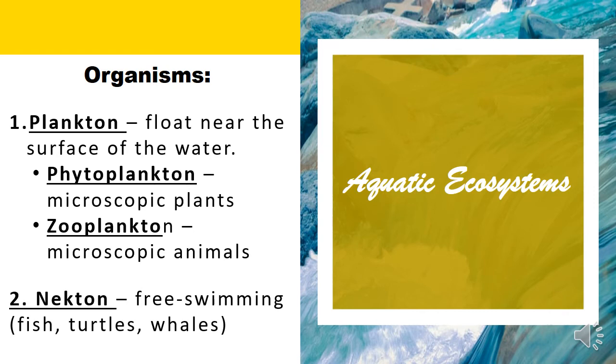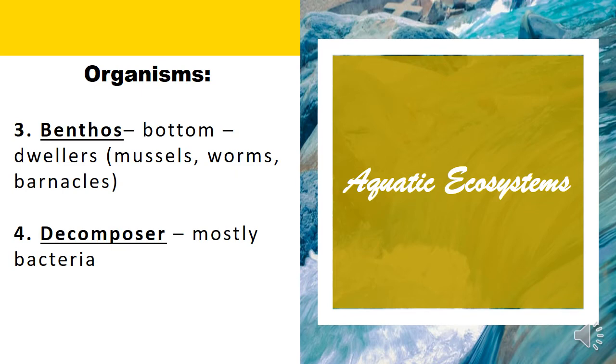Second is nekton. They are free swimming, for example, fish, turtles, and whales. Third one is the benthos. They are the bottom dwellers. Examples are mussels, worms, and barnacles. And lastly, the decomposers, mostly bacteria. They break down the organic compounds in the dead bodies and waste of aquatic organisms into simple nutrient compounds for use by producers.